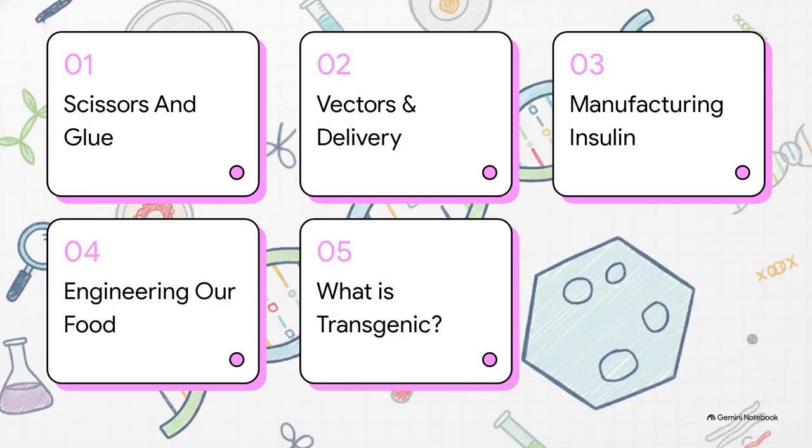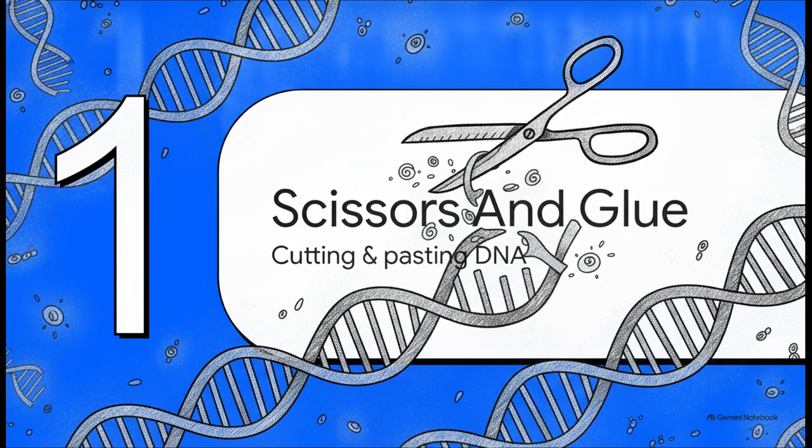Here is our roadmap for this explainer. 1. Nature's scissors and glue. 2. Vectors, delivering the code. 3. Manufacturing human insulin. 4. Engineering our food. And 5. What does transgenic mean?